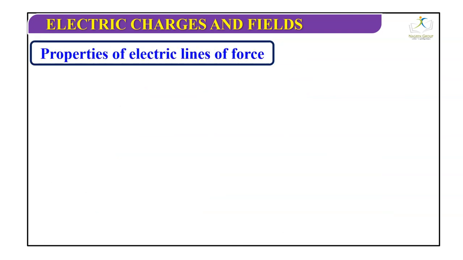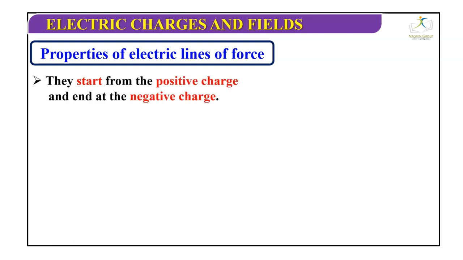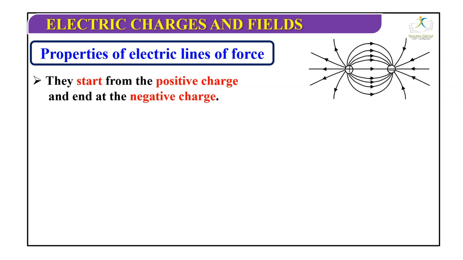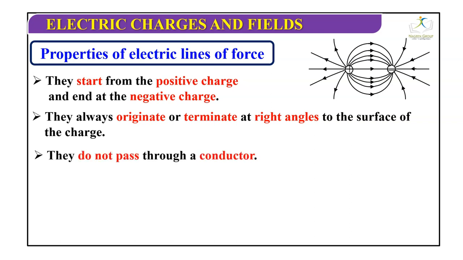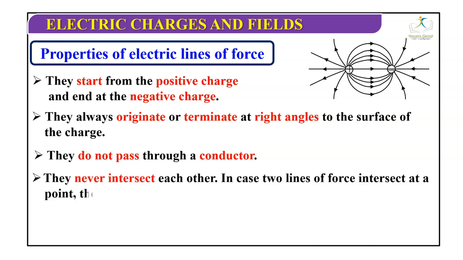Properties of electric lines of force. The first, they start from the positive charge and end at the negative charge, like this. Second, they always originate or terminate at a right angle to the surface of the charge. Third, they do not pass through a conductor. They never intersect each other.